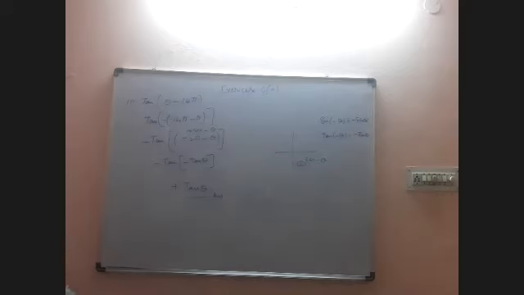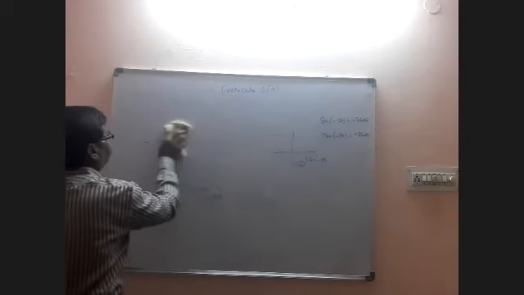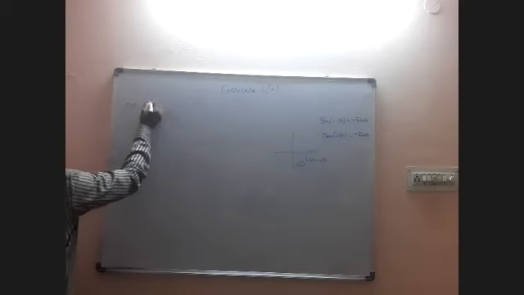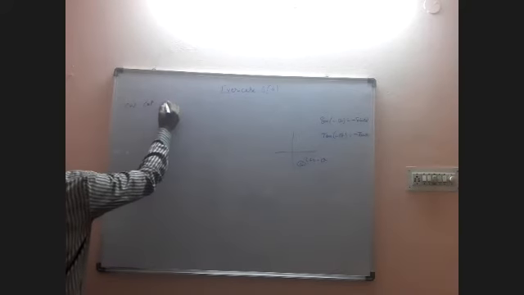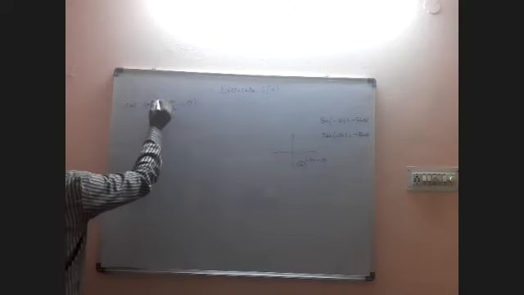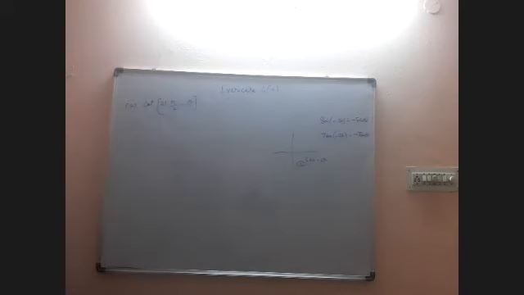Okay. The second problem in your textbook is cot of 21 pi by 2 minus theta. Okay, this is your second problem: cot of 21 pi by 2 minus theta.